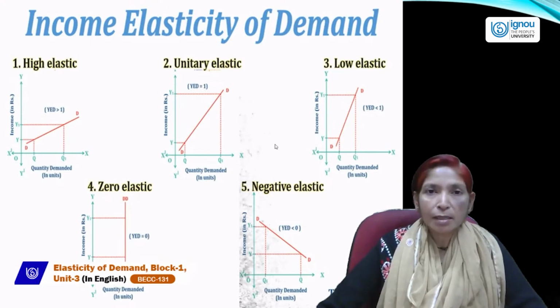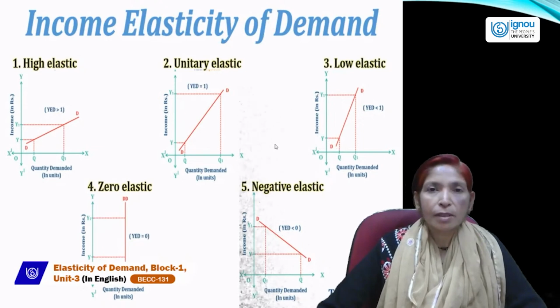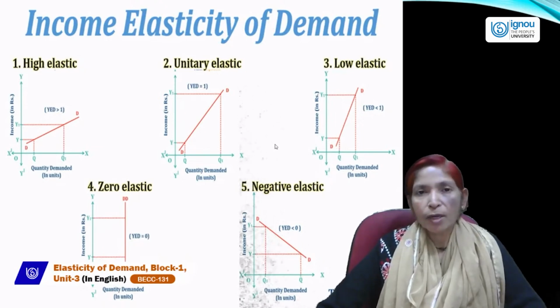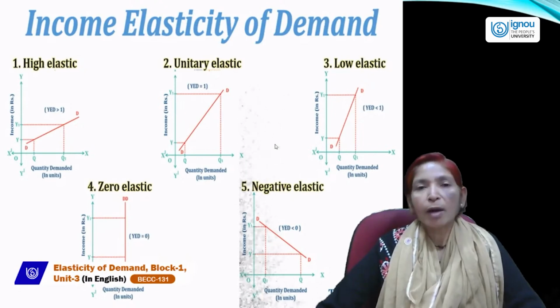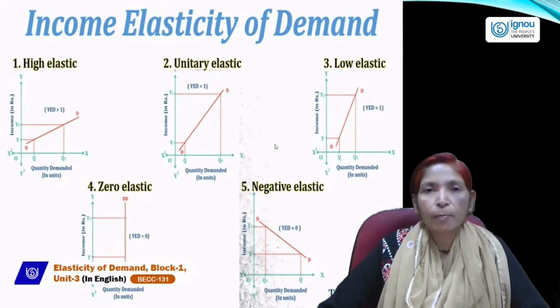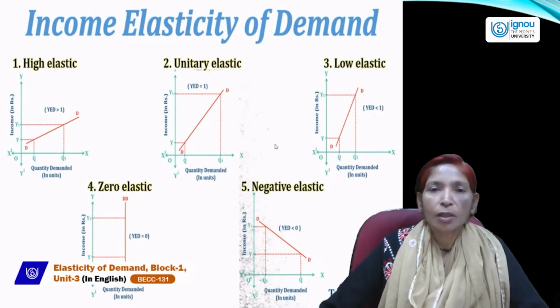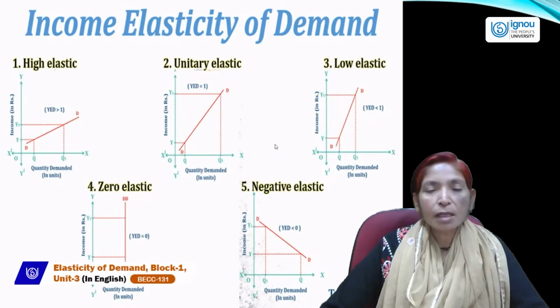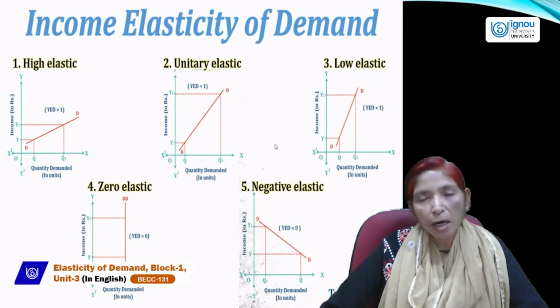And in case of negative elastic demand, which occurs in case of inferior products, when income of the consumer rises, the consumer will buy less inferior product, and if income falls, he will buy more inferior products. There is an inverse relationship between income of the consumer and demand for inferior product. That's why the demand curve will be downward sloping and income elasticity of demand will be less than zero, or negative, because negative is less than zero. So these are the 5 diagrams of income elasticity of demand.